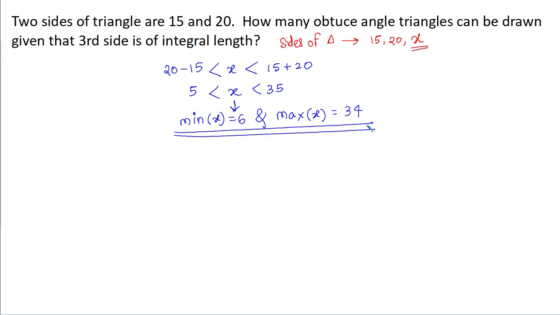But in total how many values are possible? Let's find the number of values for x. From a to b, the count is what? B minus a plus 1.